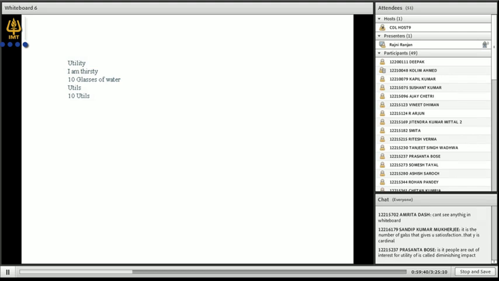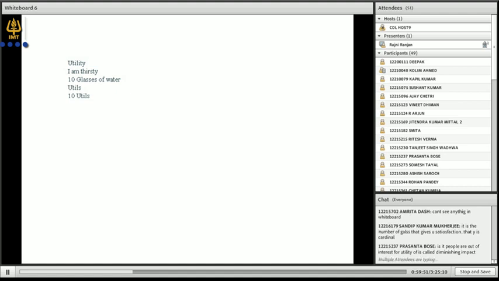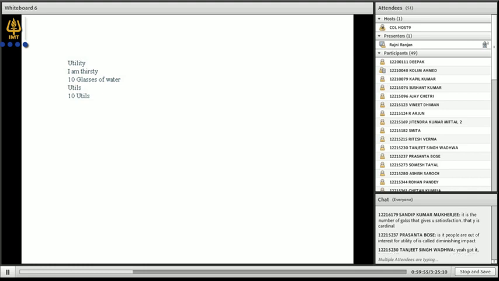It will have a diminishing effect. That is where I am coming to, Prashant. My question to you guys is, is my text clear to you? Everybody, can you see the whiteboard and my text in it?